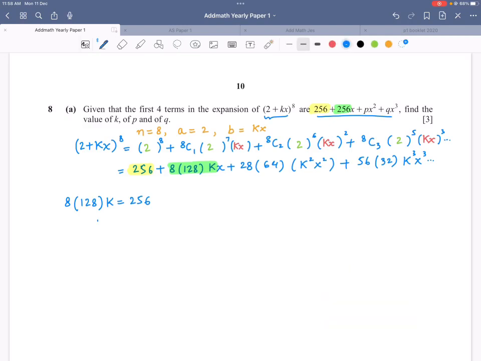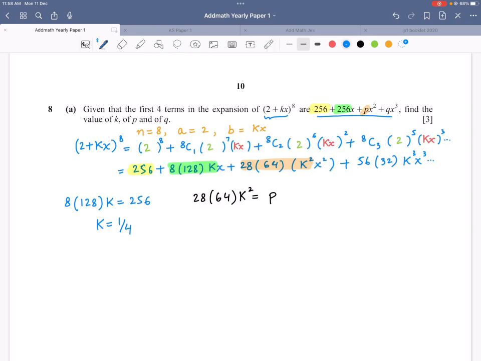So we got the value for k, it's 1 over 4. After that, we need to compare the coefficient for x square. So the coefficient for x square is this complete coefficient, and on the right side we have p. So we need to equate both of them. So that will be 28 times 64 times k square equals p.